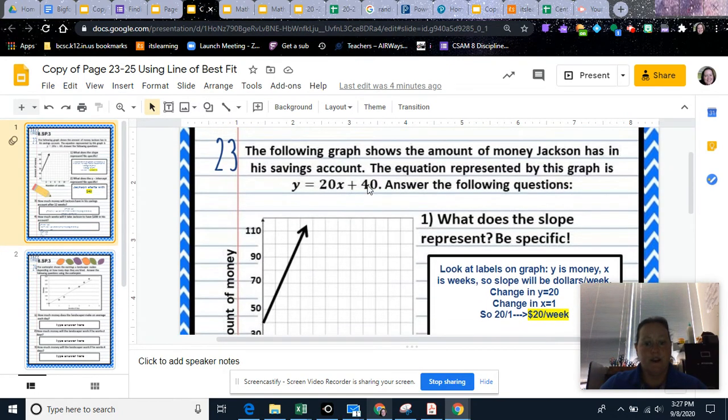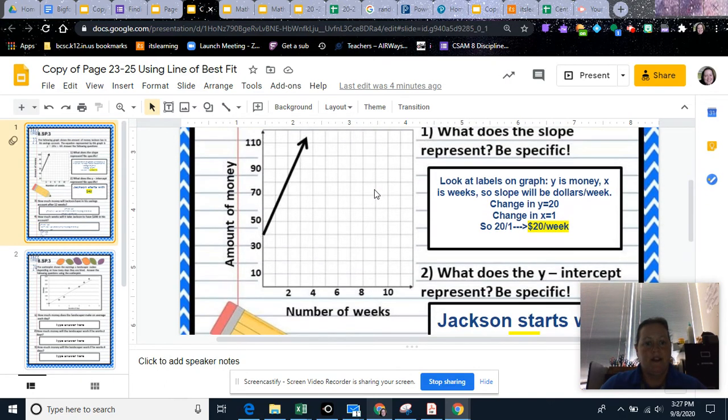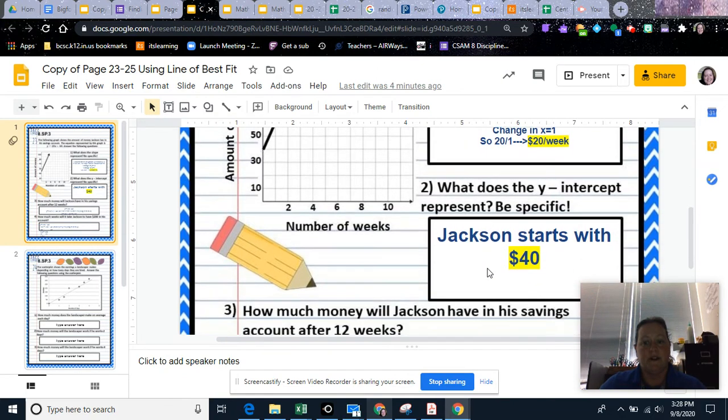You can find that in the equation right up here. It's the number that's by itself. That's how much he had to start with. So there's where the y-intercept is in the equation, and here's where it's at in the graph. It's where x equals 0. So what does it represent? It means that he starts with $40 in his savings account.